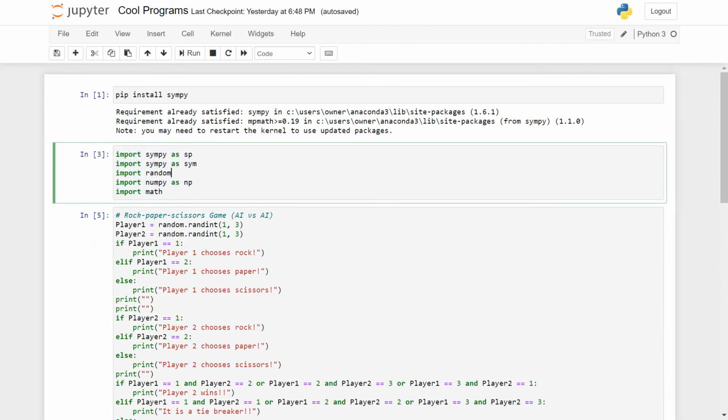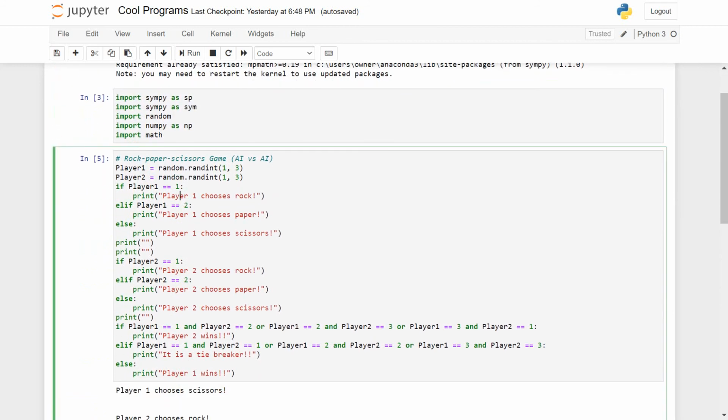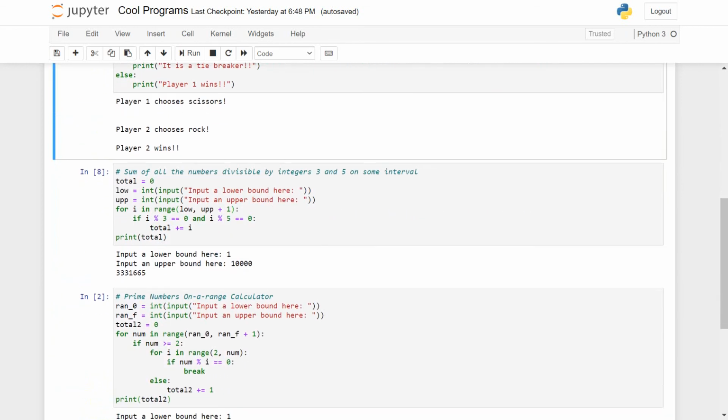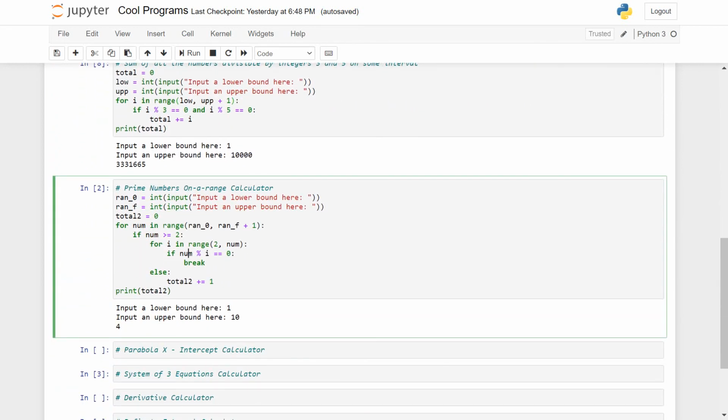Obviously, these are our imports: pip install SymPy, and here we worked on an AI versus AI rock paper scissors game. Nothing too special here. Pretty basic. You could run it if you want. And then over here, we did a number of prime numbers on a range calculator.